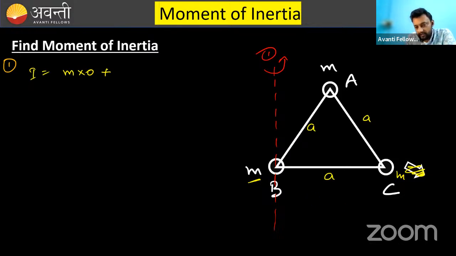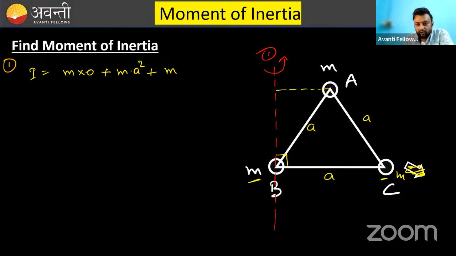Now, if I talk about this particle C, what is the perpendicular distance from the axis? This is our axis. This is the perpendicular distance, that is m into A square, plus another particle, this small m. The perpendicular distance will be this one.